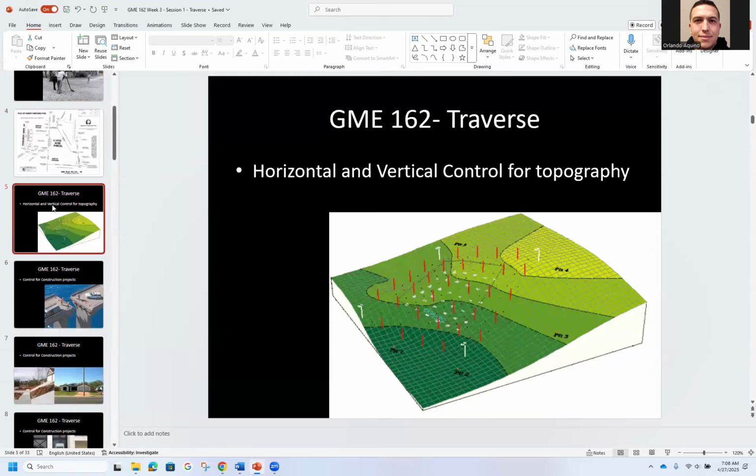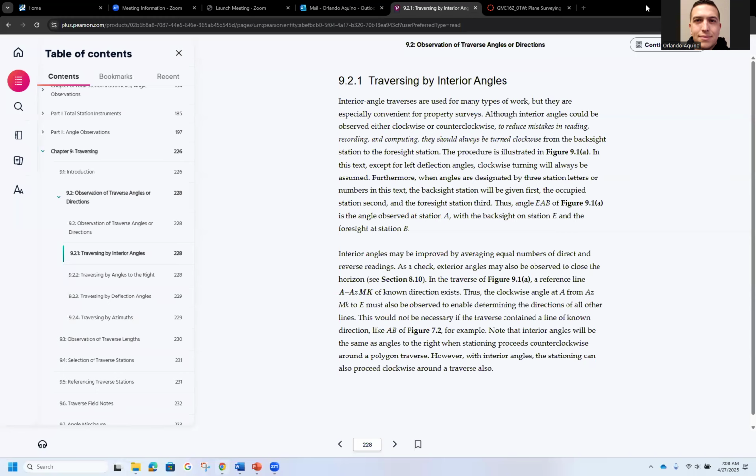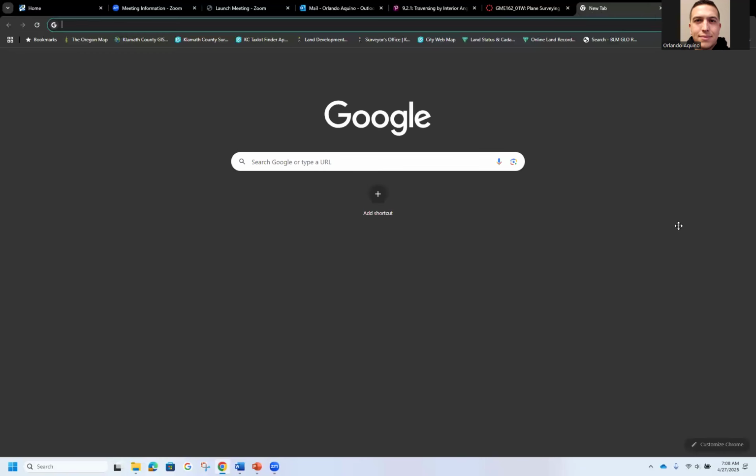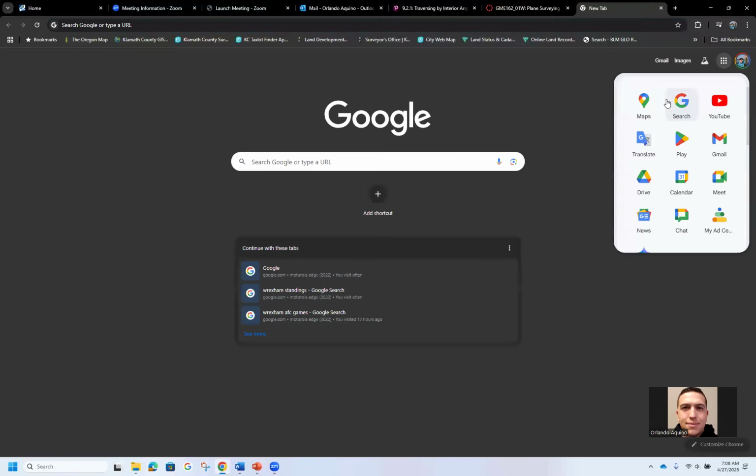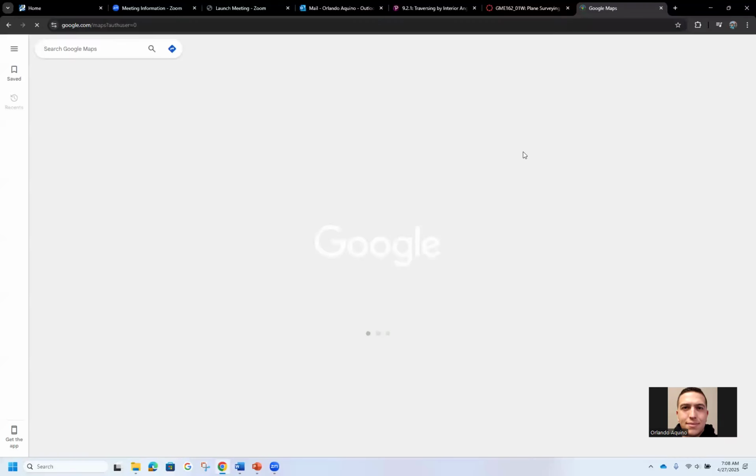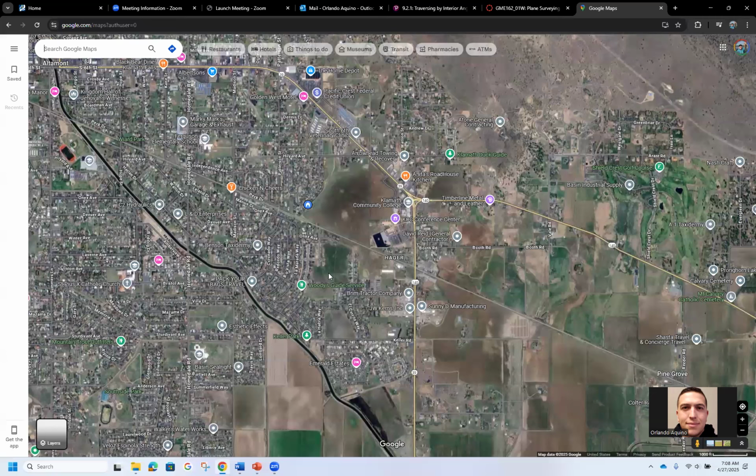Other portions, we can use it for horizontal and vertical topography. So in our office, a quick example that we did, actually, let me just pull it up. I use this example a lot because it's still ongoing. This was the case. So I'll pull up Klamath Falls here. I'm going to pull up the airport.